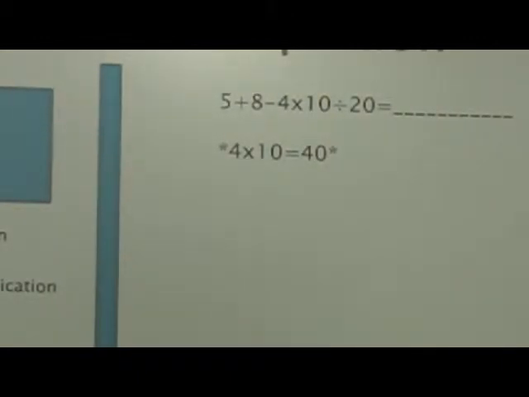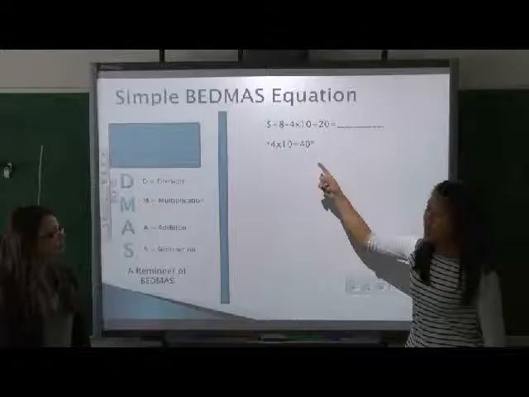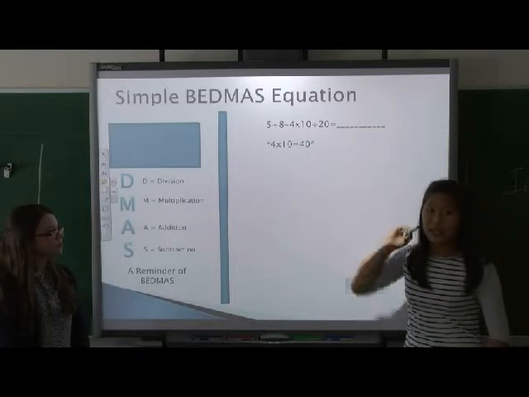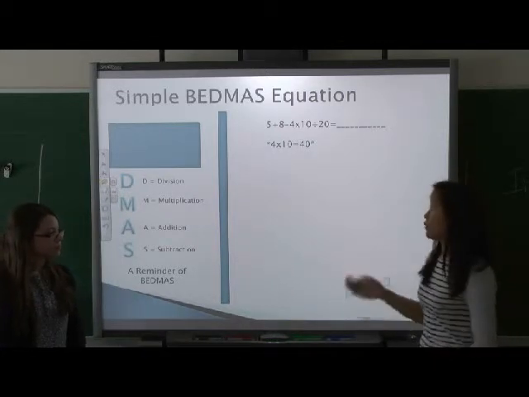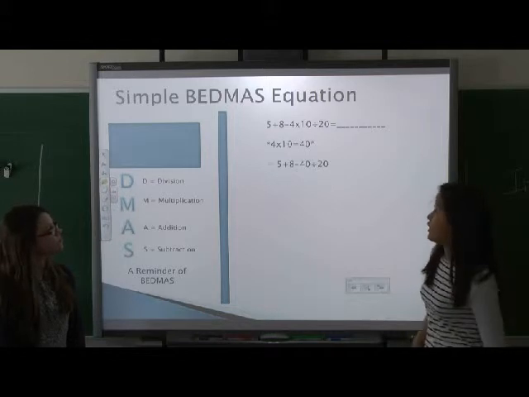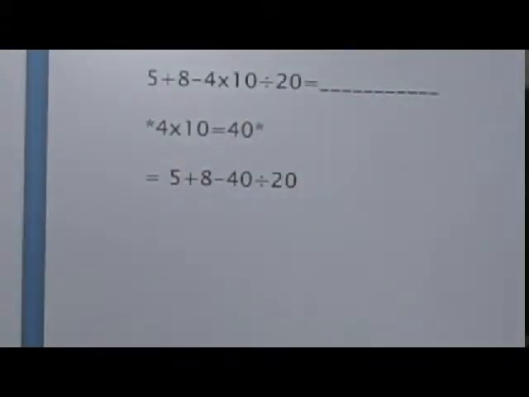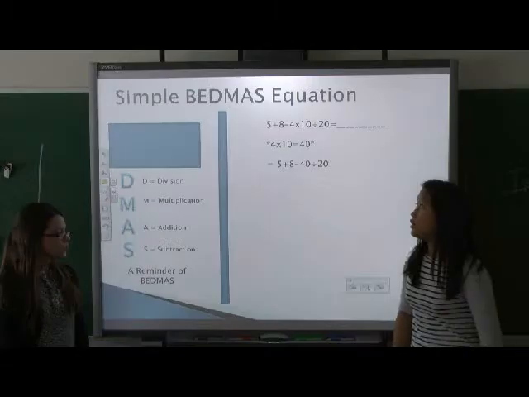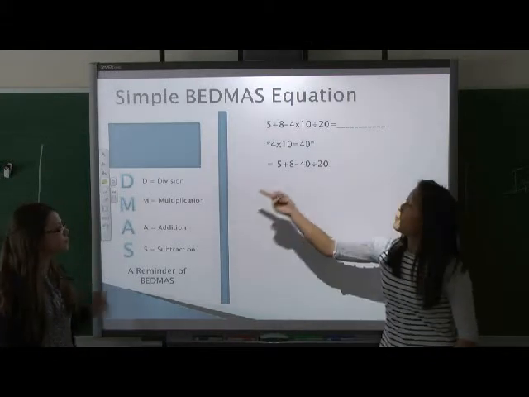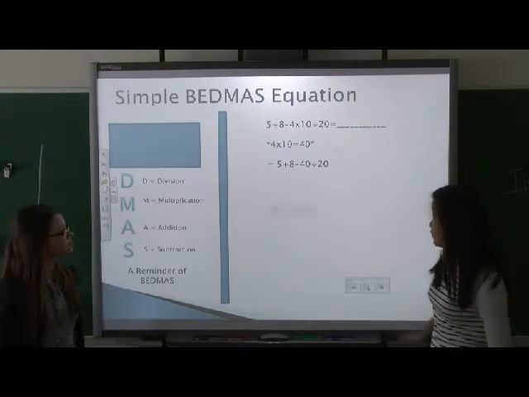So what you do is you take the answer, and you move it to the equation, and to make it simpler, you can rewrite the equation. So the new equation would be 5 plus 8 subtract 40 divided by 20. So next we do division. So 40 divided by 20 equals 2.